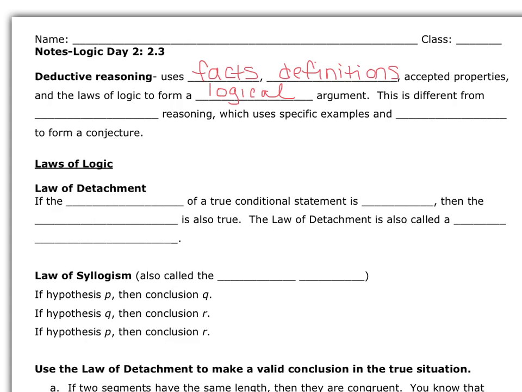So basically, deductive reasoning is more fact-driven, whereas inductive reasoning is you're making a conjecture based off of a pattern. With inductive reasoning, you're basically making a really good guess, and with deductive reasoning, you're using the facts to make a conclusion. This is different from inductive reasoning.